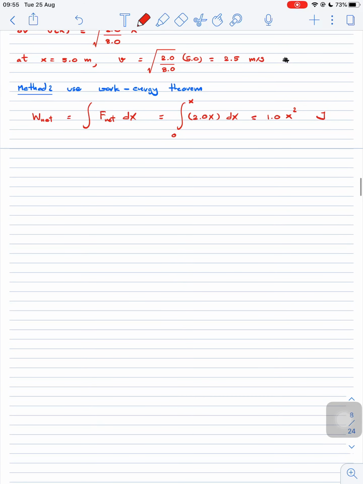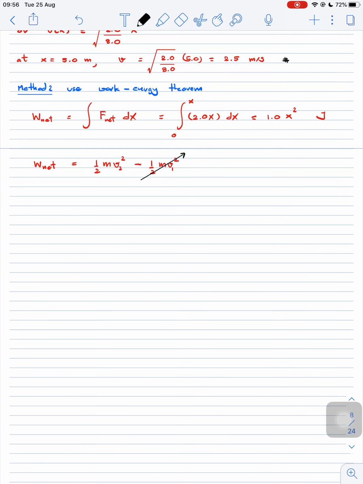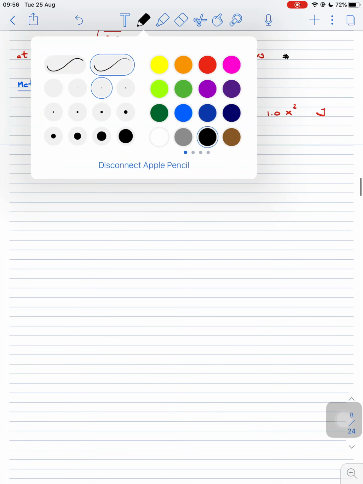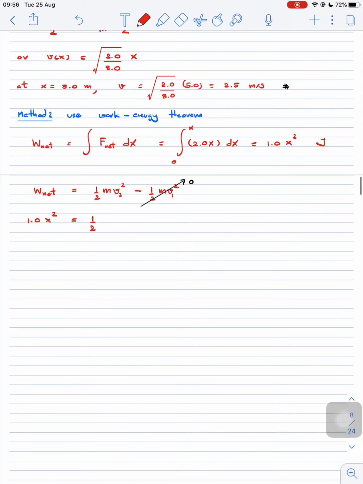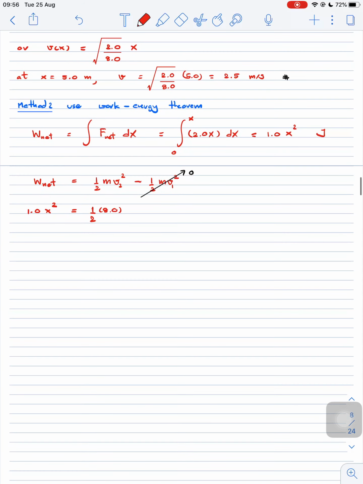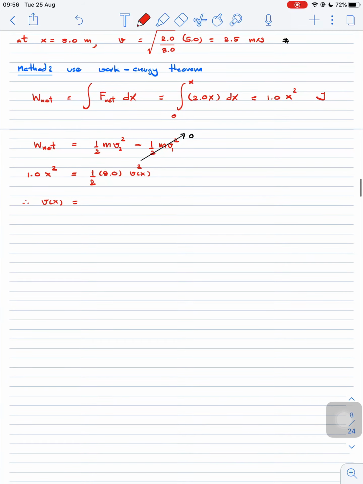Then from the work energy theorem, the work done by the net force equals 1/2 m v2 square minus 1/2 m v1 square. But the object just starts moving from rest, right? So v1 equals 0. Now just plug everything in. We have 1.0 times x square equal to 1/2 times the mass m, which is 8 pi o, times v2 square. So v2 is vx, right, and then squared.